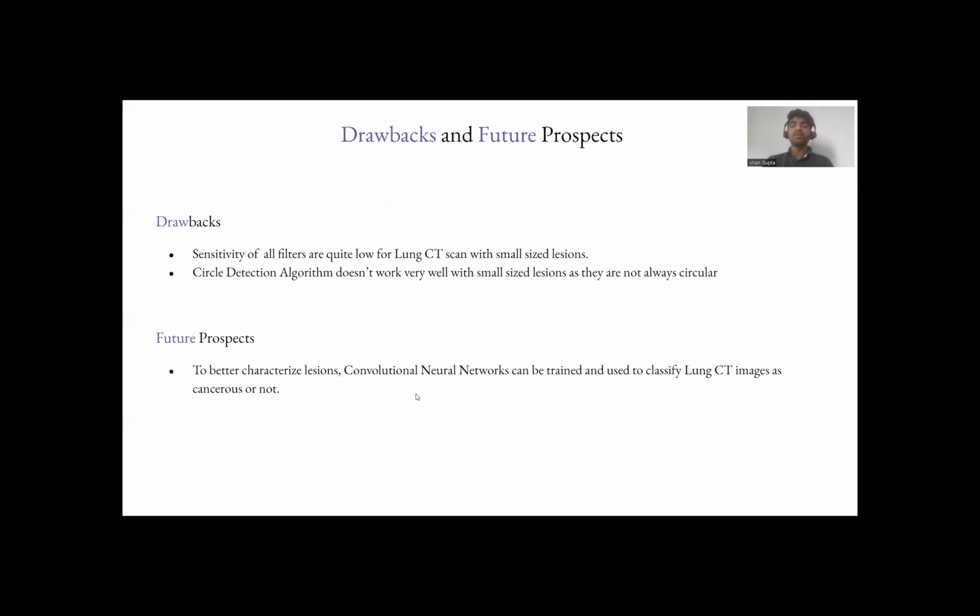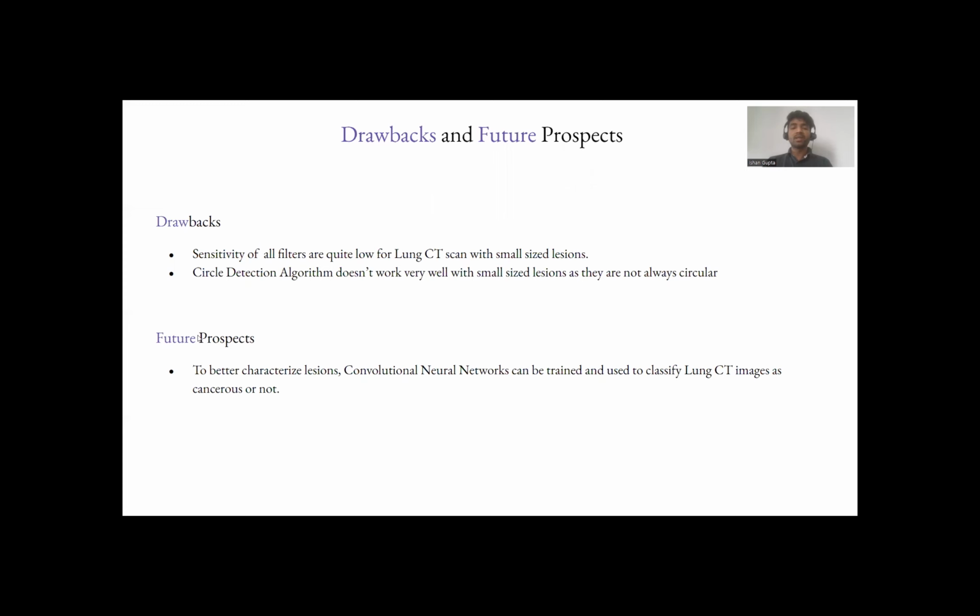There are certain drawbacks that we observed with our project. The sensitivity of all filters is pretty low for lung CT scans with small size lesions. That is probably because the circle detection algorithm doesn't work very well with small lesions as they're not always circular. And further, maybe the different filters were not able to resolve the smaller circles well enough so that they could be easily detected by the circle detection algorithm.